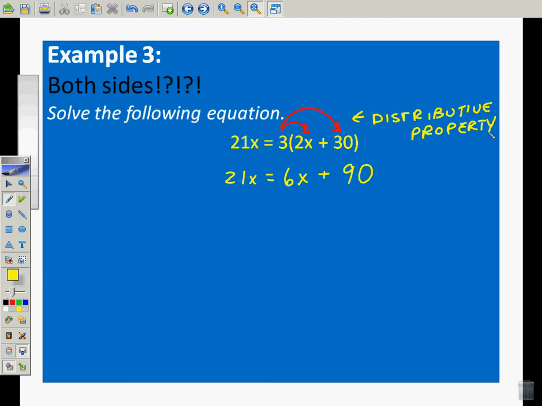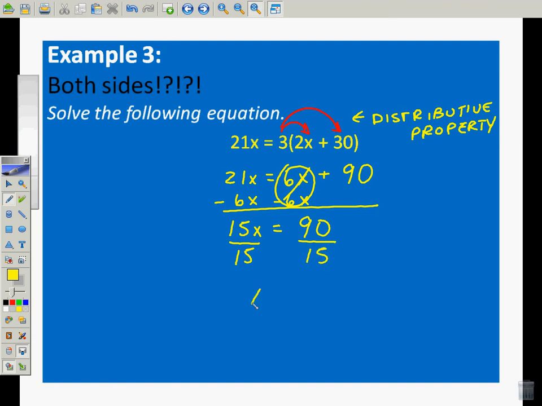But in this case, because 21x is more than 6x, I'm going to subtract the 6x from this side. And so I've got 15x left is equal to 90. So this, once again, went away. So 15x is equal to 90. And I'm going to do my opposite operation here. I'm multiplying by 15, so to undo that, I need to divide by 15. So I'll divide both sides by 15. And I'm left with x is equal to 6.